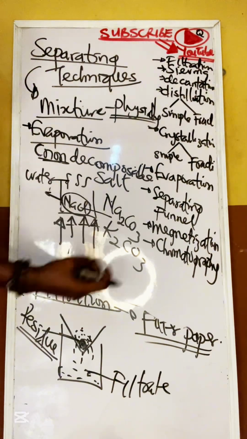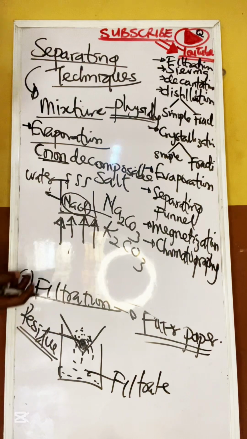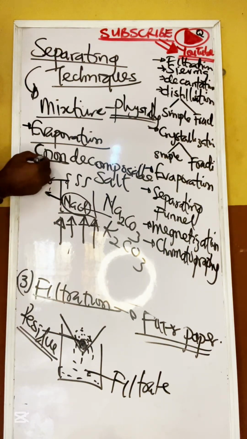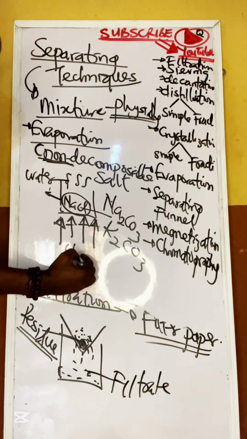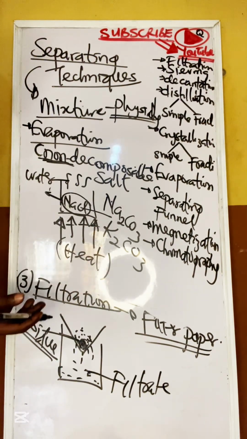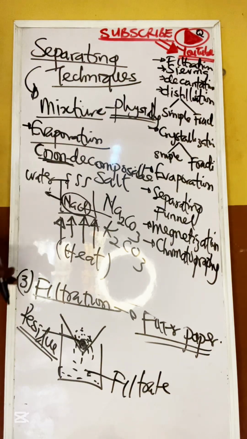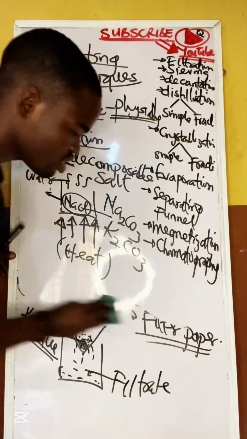So if you want to go and dry that salt that you mistakenly poured water on, what do you do? You evaporate. You understand? But what is important is that the salt must be non-decomposable, because if it is decomposable, if you heat it, eventually you will not get your salt, which is not the purpose of separation techniques. So please, non-decomposable salt. I don't want to waste your time. Hope you get this. Evaporation. Now, that's number 4.